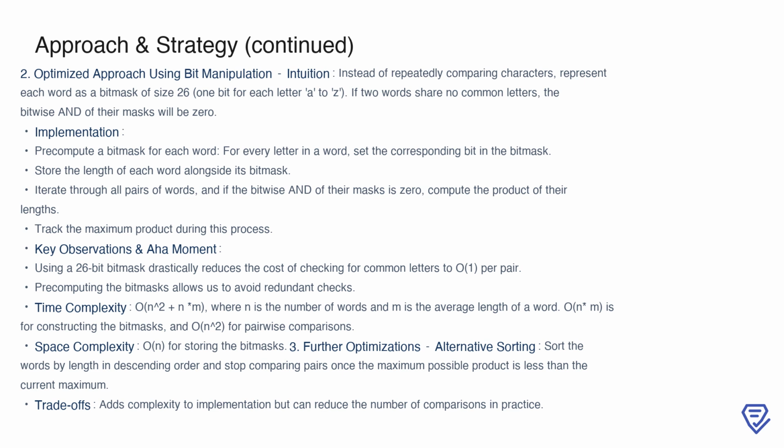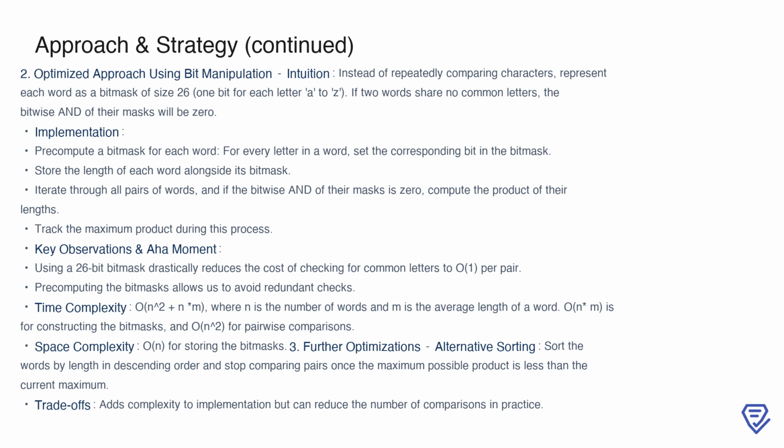If the result of this operation is 0, it means the two words have no common letters. Implementing this involves first pre-computing the bitmask for each word based on its letters. We also store the length of each word alongside its mask. Then, we iterate through all pairs of words, checking their bitwise AND, and if it's 0, we compute the product of their lengths and update the maximum product.